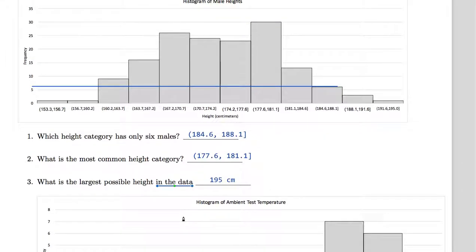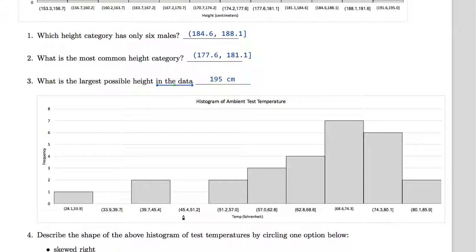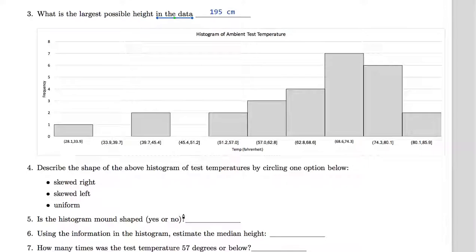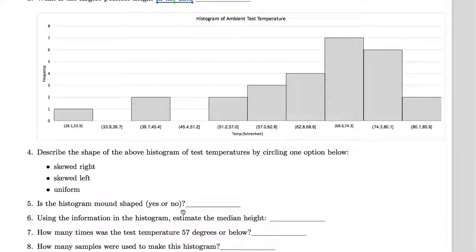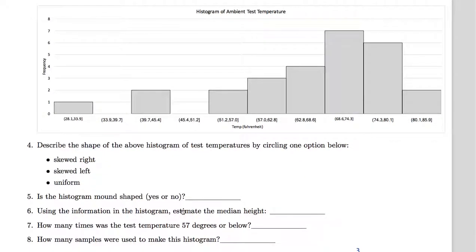So moving along, we have another histogram here of ambient test temperatures from space shuttle launches back in the day. So the first question, describe the shape of the histogram of test temperatures by circling one option below. And so we can see there could be skewed right, skewed left, or uniform.